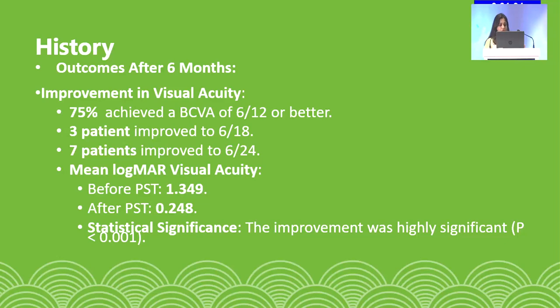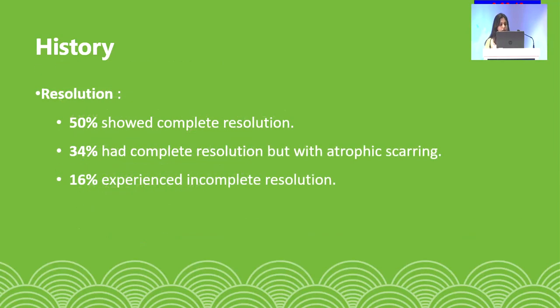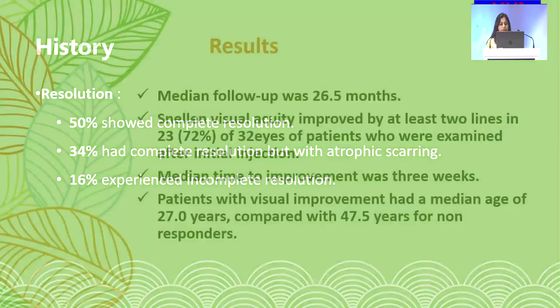So, outcome after 6 months: in the improvement in visual acuity, 75% achieved a visual acuity better than 6/12, 3 patients improved to 6/18, and 7 improved to 6/24. Mean logMAR visual acuity before PST was 1.3 and after PST 0.2. So, it was statistically significant. 50% showed complete resolution, 34% had complete resolution but atrophic scarring, and 16% experienced incomplete resolution.